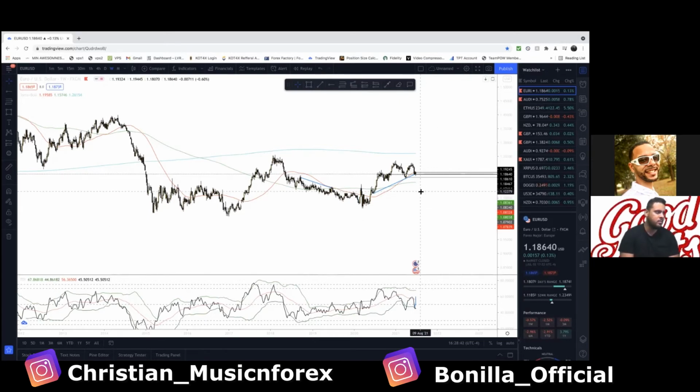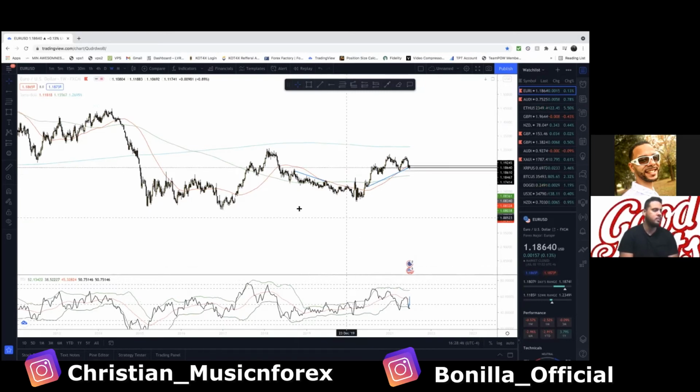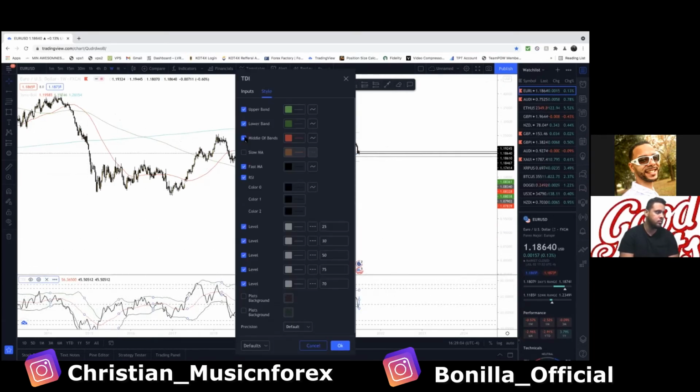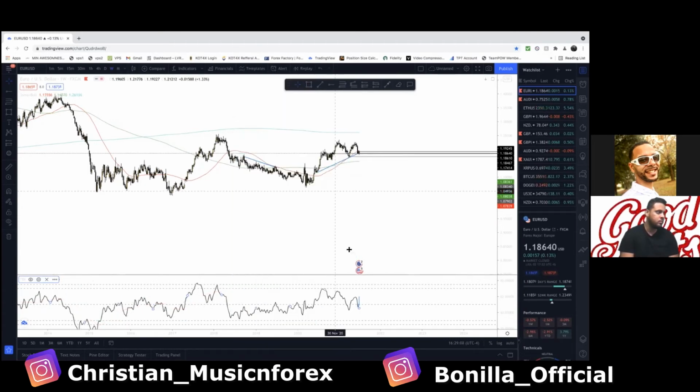Yeah. So the main thing for the TDI, you see there's a lot of lines here. It might be confusing or not. But for this purpose of using the hidden divergence and stuff like that, all I'm looking at is this black line here. This is the RSI within the TDI, right? So if we go to settings, take this off, take this off, take this off. This is all we're looking at, this black line.